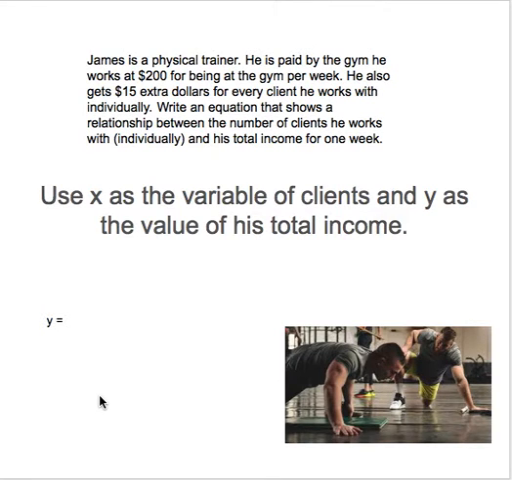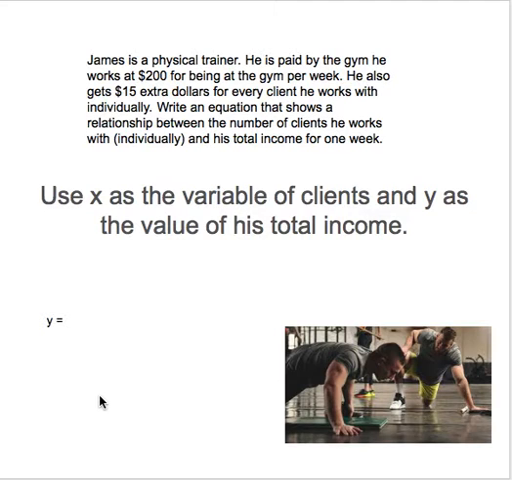Here's another one. I'm using my kids' names here, but my son James is a physical trainer. He's paid by the gym he works at $200 for being at the gym per week. He also gets 15 extra dollars for every client that he works with individually. Write an equation that shows the relationship between the number of clients he works with individually and his total income.